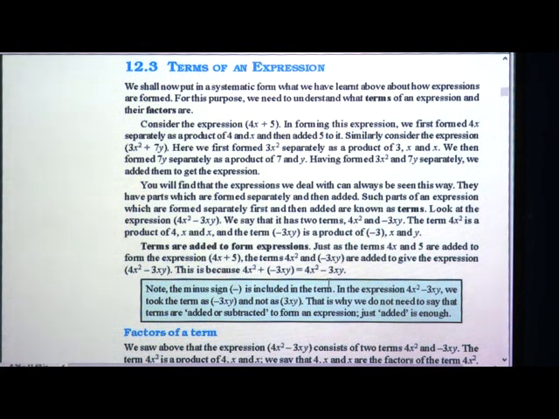We will note that the minus sign is included in the term. We always have to consider it when there is a minus. Here we can see 4x square minus 3xy. So, we have to consider it as minus. In the expression 4x square minus 3xy, we took the term as minus 3xy and not as 3xy. That is why we do not need to say that the terms are added or subtracted to form an expression. We just have to add them.